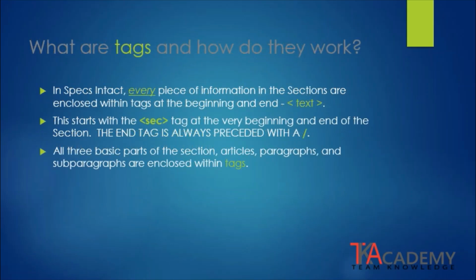Since we know that the special tagging system is what makes Specs and Tact different, what are these tags and how do they work? Within the standardized facility construction specifications, every bit of information within the sections is enclosed with tags at the beginning and the end, and these are marked with the symbols of less than and greater than. Every section begins and ends with a section tag. The end tag is always followed with a slash. All three parts of a section, articles, paragraphs, and subparagraphs, are all enclosed within tags.